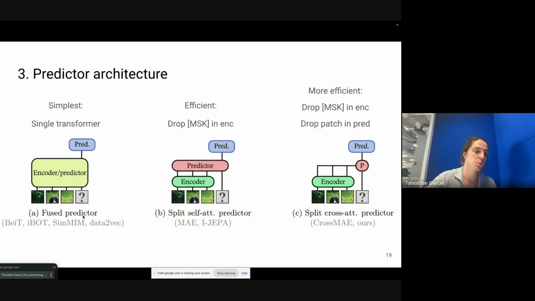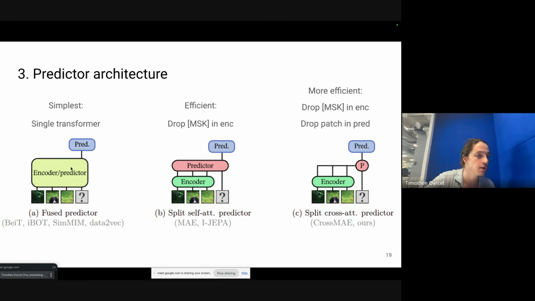Well, once you have your visible patches and your masked token that is not visible, how do you obtain your prediction? The first methods, be it iBot and also other similar methods, used a single transformer that is both encoder and predictor. This transformer takes all of the tokens and gives out a prediction.